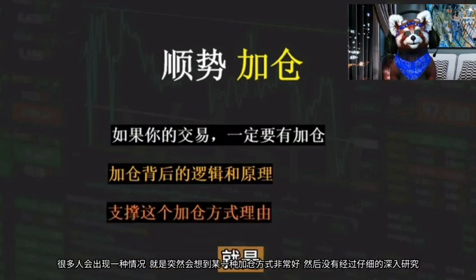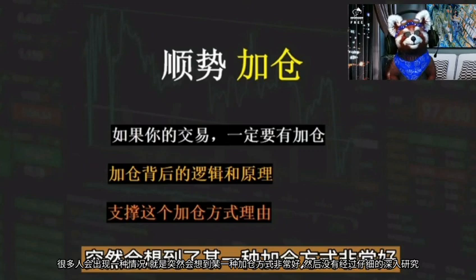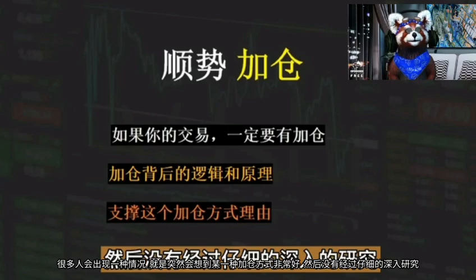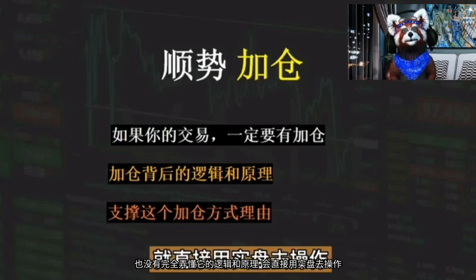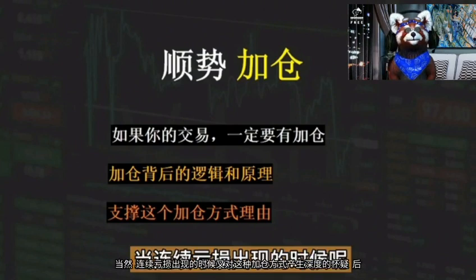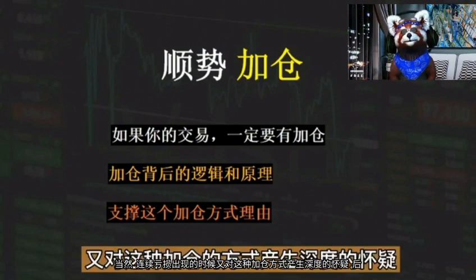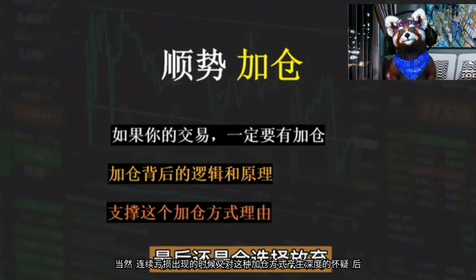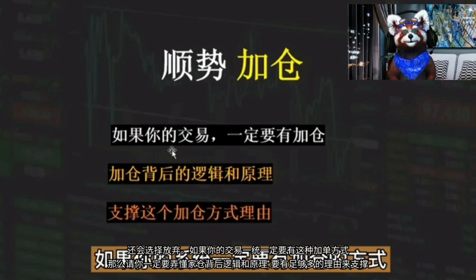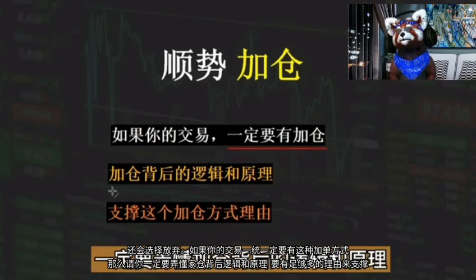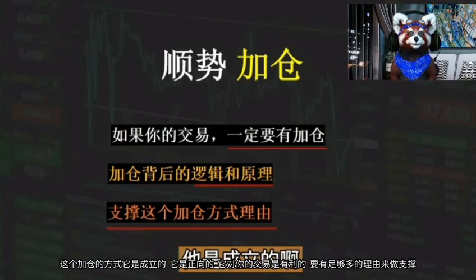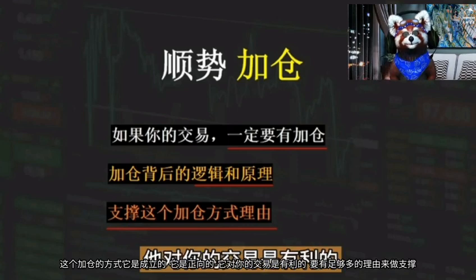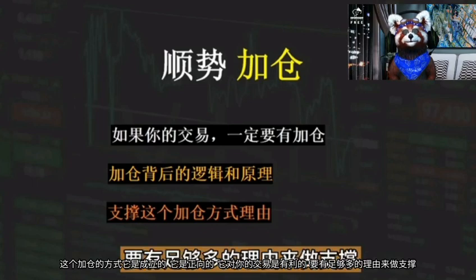Many people encounter a situation where they suddenly think of a particular way to add positions as very good, but without thorough and detailed research. They don't fully understand its logic and principles and directly apply it with real money. Of course, when continuous losses occur, they start to deeply doubt this method of adding positions and then decide to give up. If your trading strategy must include such an adding method, please make sure you understand the logic and principles behind it and have enough reasons to support it. This adding method must be valid, positive, and beneficial for your trading. You need enough reasons to back it up.